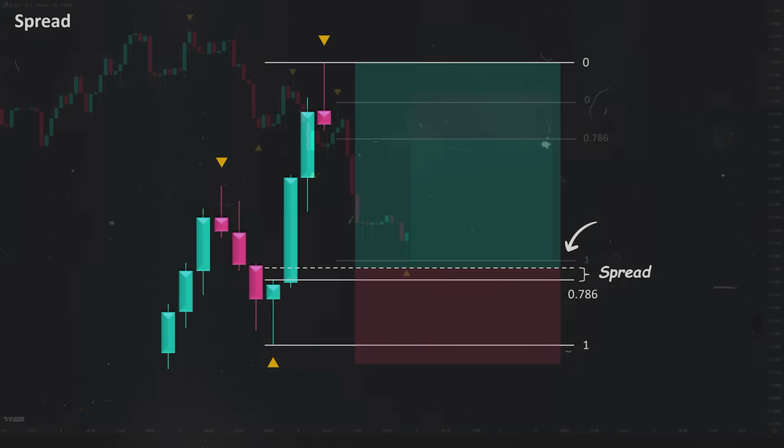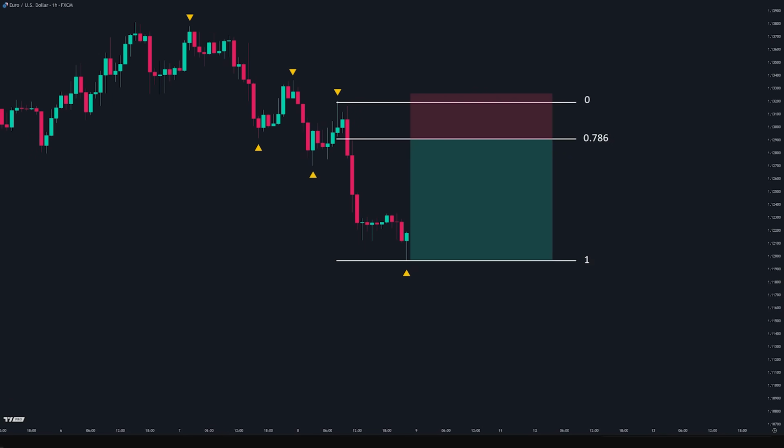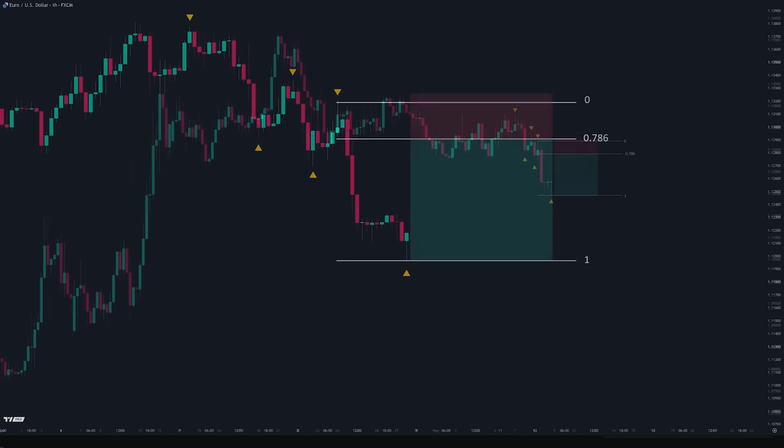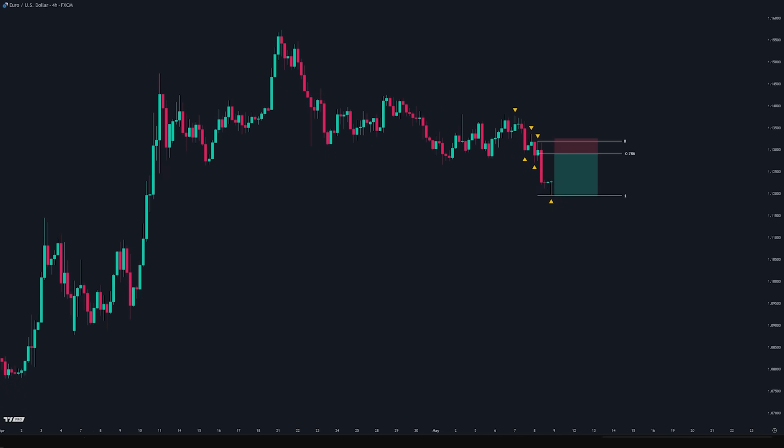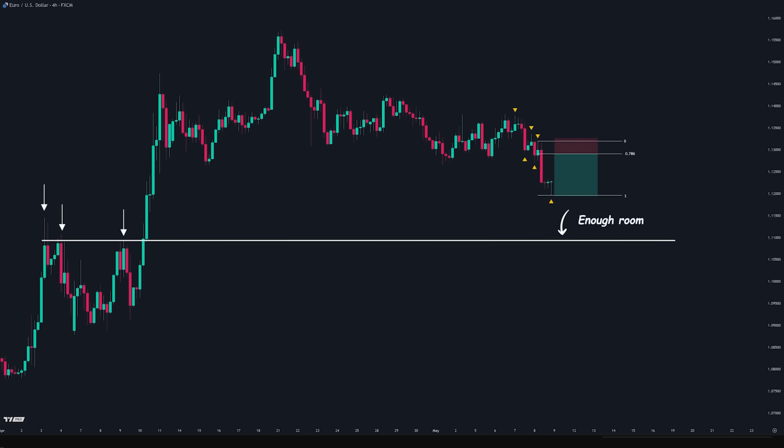Let's go back to our example with Euro-Dollar. If we zoom out to the 4-hour time frame, we can clearly see that there is a higher time frame important level ahead of the current price. And since there's still a lot of space before the price reaches that zone, it makes sense to look for short positions on the lower time frames.